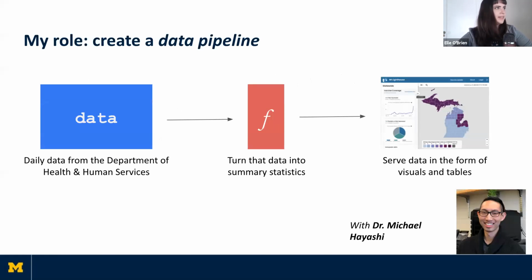So my role in it is that I have to create a data pipeline. Every day we're getting new data from the government. And then what I have to do with my friend, Dr. Michael Hayashi, who's an epidemiologist, and he's really good. He helps me not do things that are wrong or stupid with this data because I'm not a domain expert here. So this collaboration has been really good for both of us. What we do is turn the data into summary statistics, and then we have some developers who've made a beautiful front end, and they turn that into the dashboard that the public health officials can see.